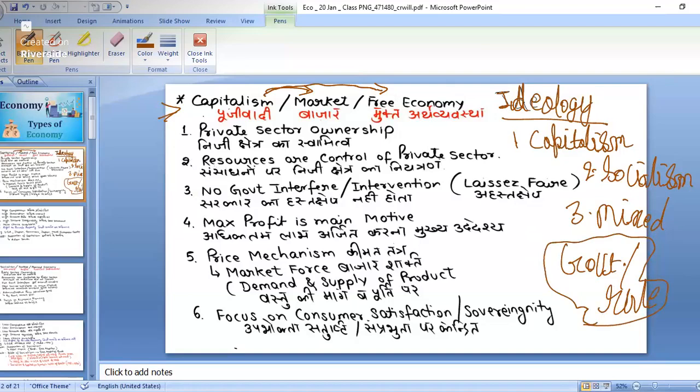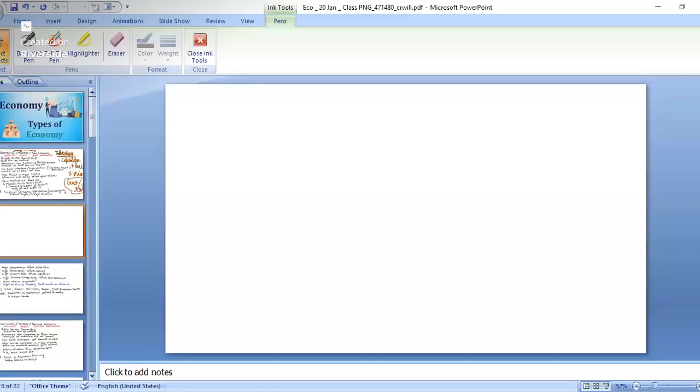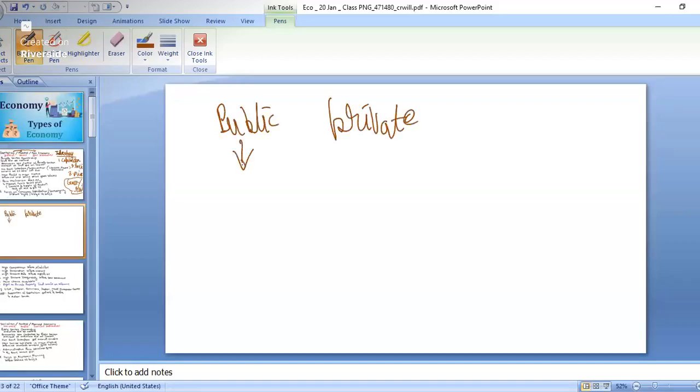In the capitalism economy, we have various sectors, like the public and the private sector. If we have the public sector, who holds it? Government will have some share in it, at least 50%. Those properties will be known as public properties. Then private property is owned by an individual, or if government has some share, it will be less than 50%.